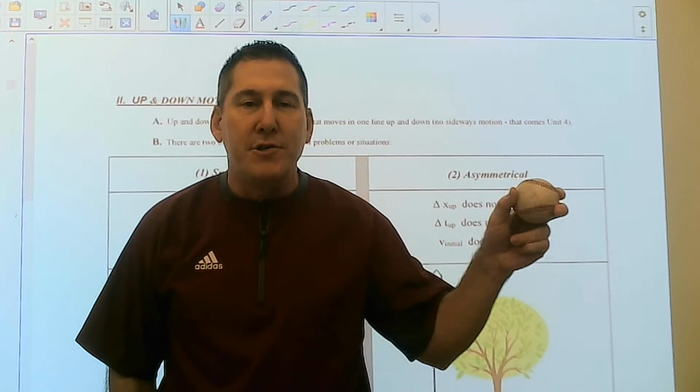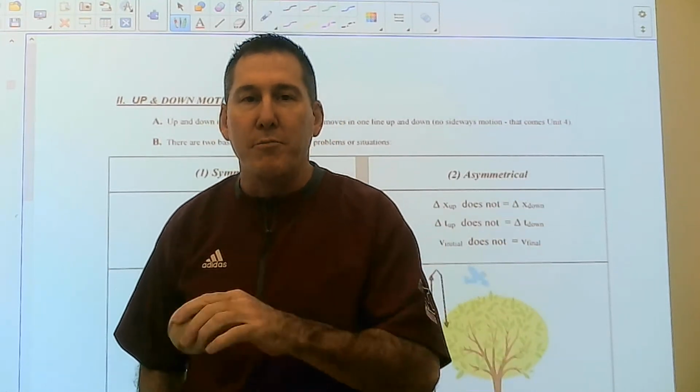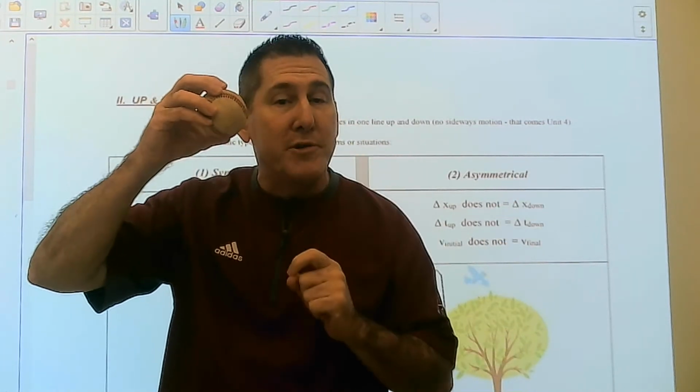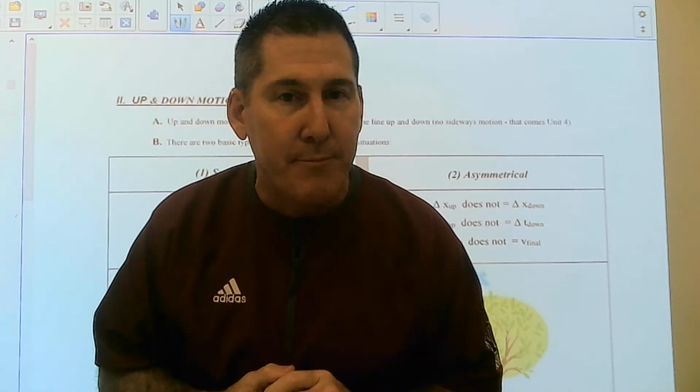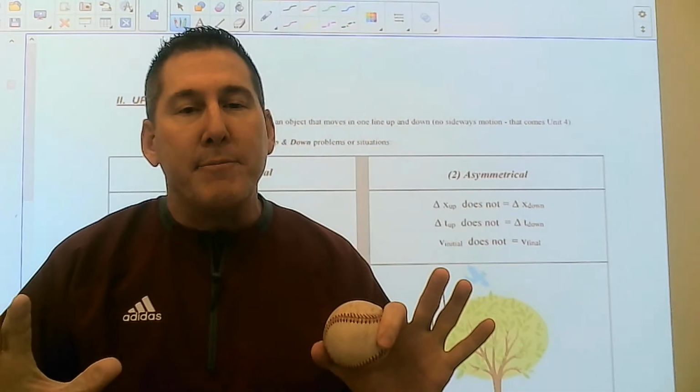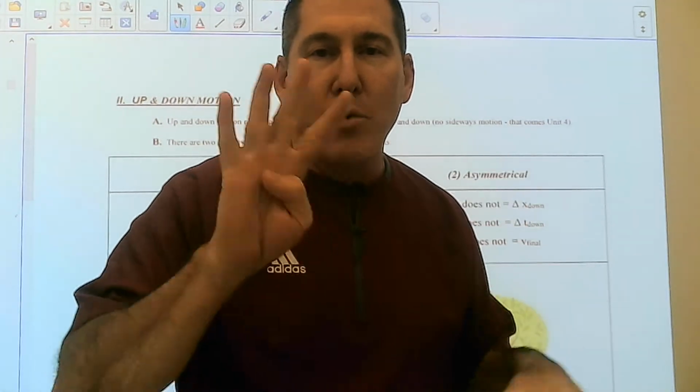If we went to Mars, if we went to Neptune, if we went to the moon and let go of things, V1 would be 0, but A would be something different than 9.8. Where that 9.8 comes from, we'll learn more about when we get to Unit 4, which is on gravity.